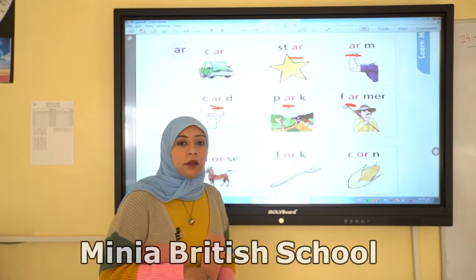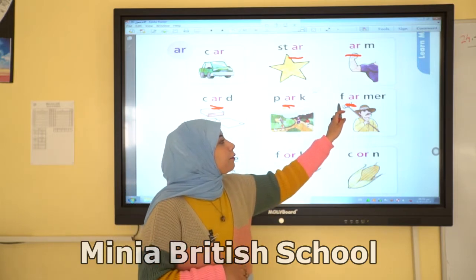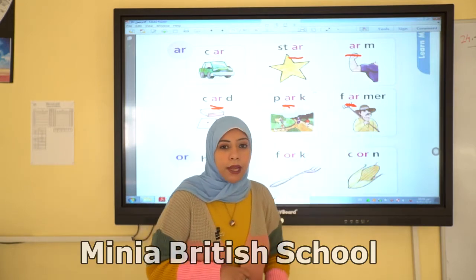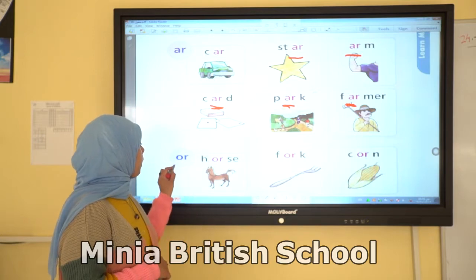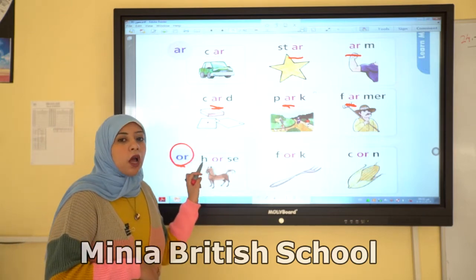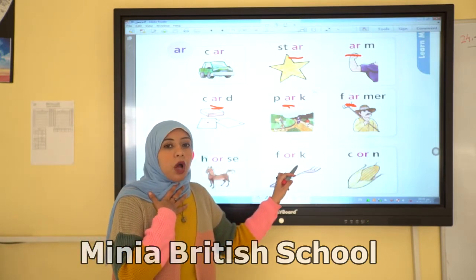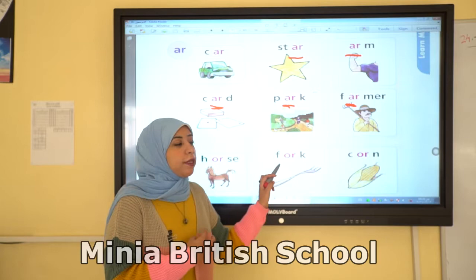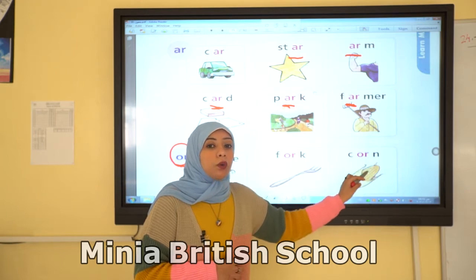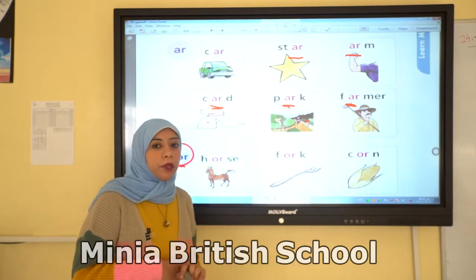This is the digraph. Farmer. Farmer. Farmer. Who is he? He's a farmer. Okay? So, here we have a digraph. So we say house. House. House. Okay? Fork. Excellent. Fork. Okay? Good, it's good, Kiji. Cone, cone. Okay.